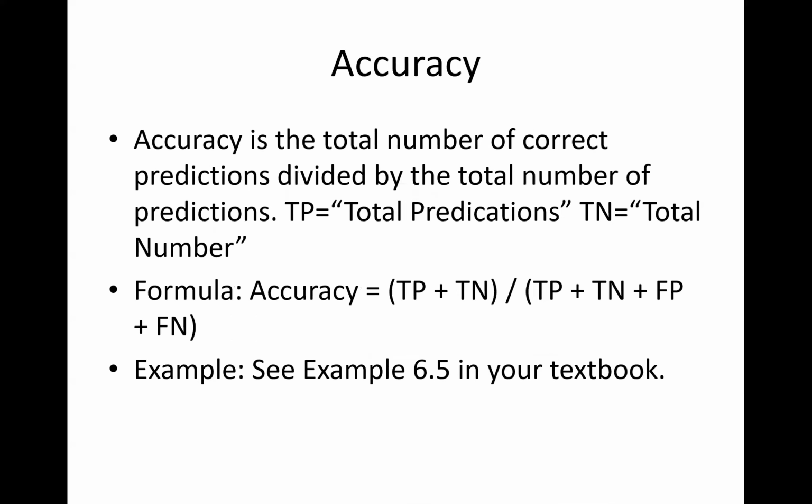When we talk about accuracy, we're basically talking about the number of accurate, correct predictions divided by the total number of predictions, and this formula is illustrated in example 6.5 of your textbook. This is an important concept to get around. It's almost like your grade on a quiz. If you have a quiz of 10 questions and you've gotten 9 of them right, you have 9 divided by 10, which is 0.9, or in percent, 90%.